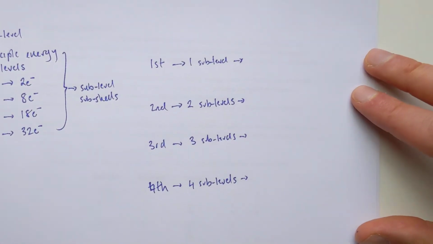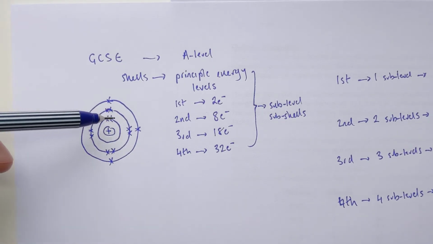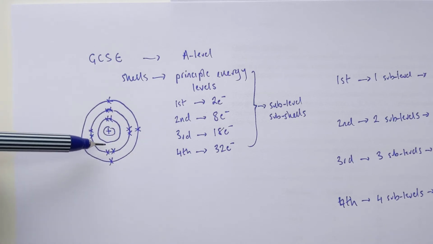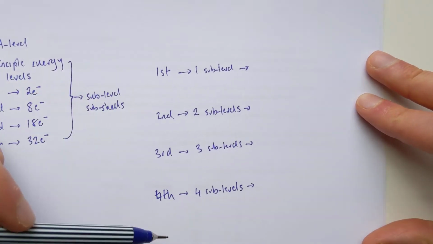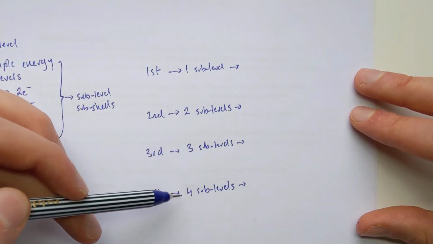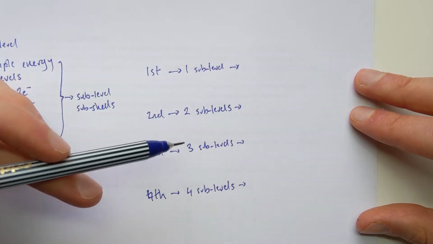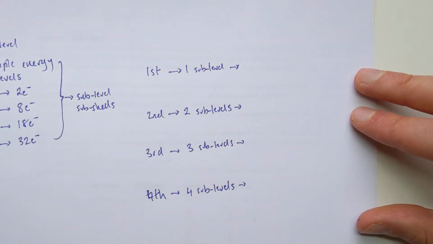The new thing we've introduced is that it's not like a shell, just one individual kind of uniform layer. We've actually got a wee bit more complicated structure. We've got sublevels within each of these layers. So we call them sublevels or subshells, and you get more sublevels as you get to higher principal energy levels. So the first one's just one layer, second one has got 2 sublevels, third is 3, fourth is 4.